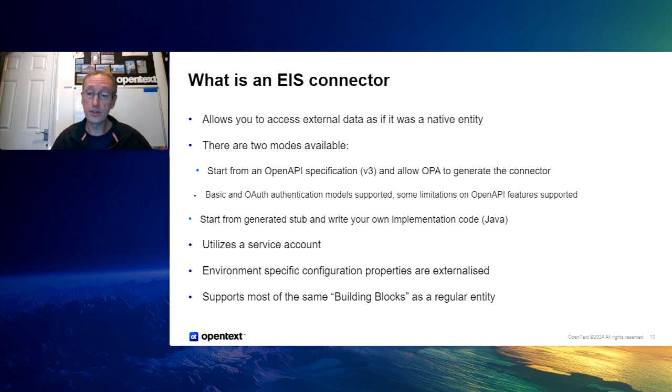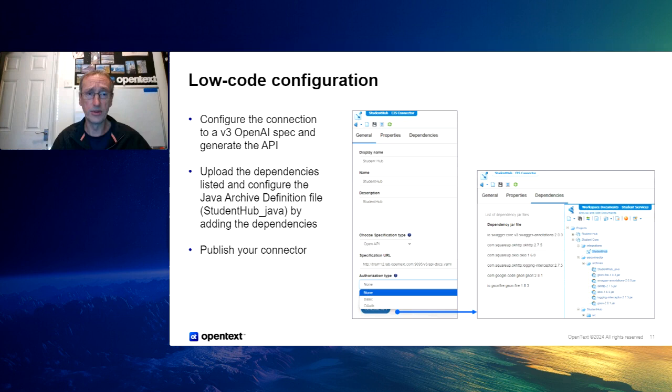And I'll show you a couple of screenshots just to show you how easy this is. If you have got an open API spec, it's a simple case of creating an ICE connector in Appworks. You fill out the connection properties here and the authentication details that you need. And you say generate API.